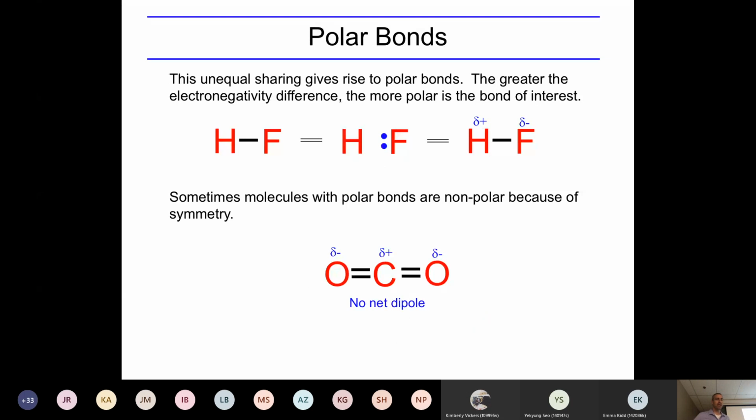So let's take a simple molecule like HF. HF is a very interesting molecule.